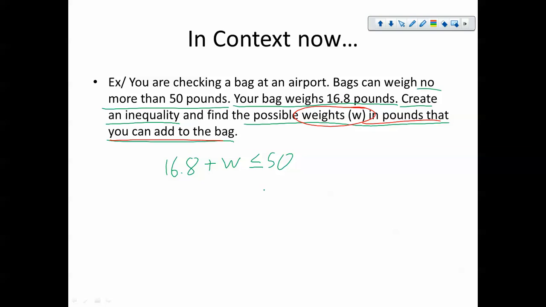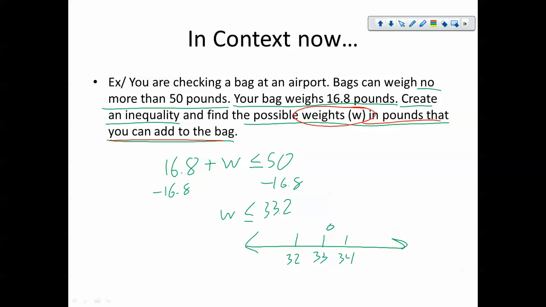I can solve this for w to find out what that would be. And again, opposite operation, subtract 16.8. W is less than or equal to, let's see, doing this in my head, minus 16 makes it 34, minus 0.8 from 34 makes it 33.2. And just to graph that for funsies, we've got 33 there, and 34 there, and 32 there. This is a closed circle on 33.2, and it represents everything smaller than that.